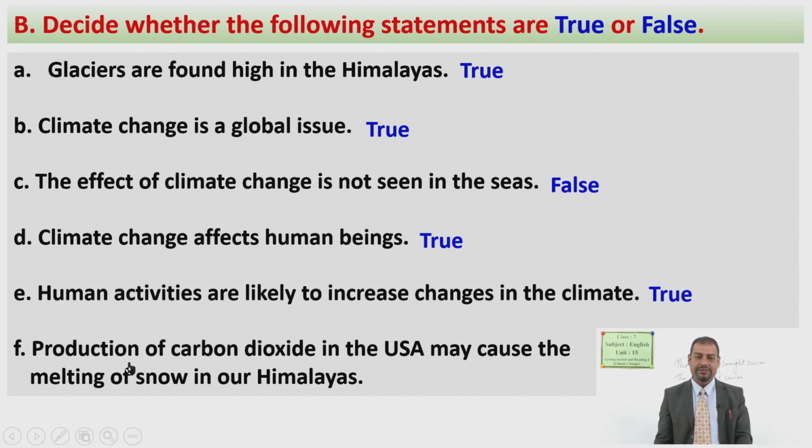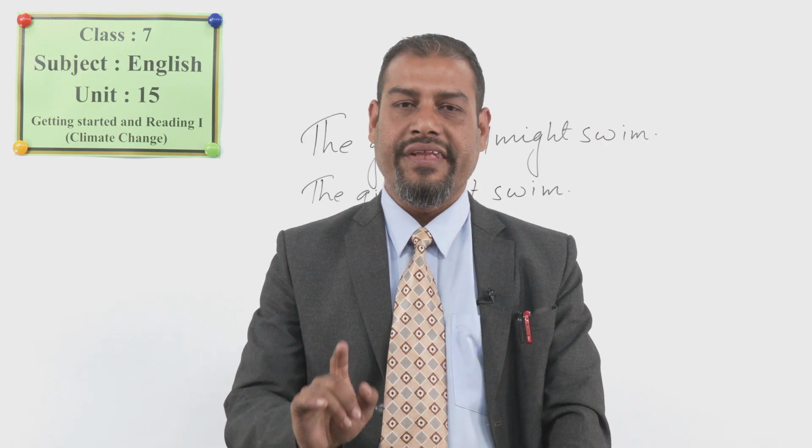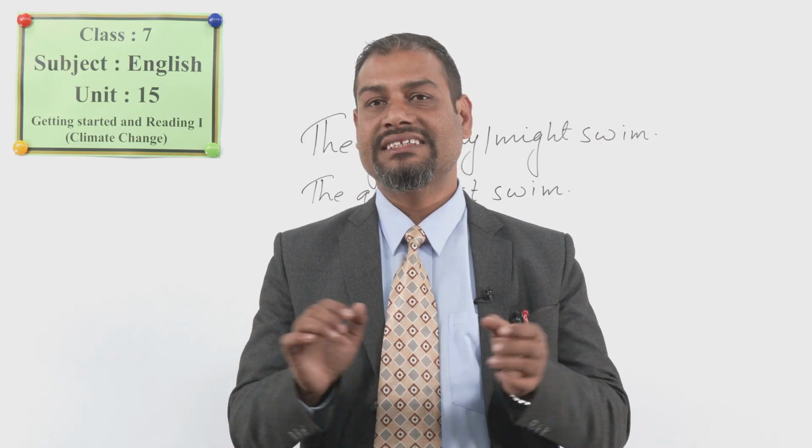And then next one, production of carbon dioxide in the USA may cause the melting of snow in our Himalayas. Is it true or false? I have given you example. So our activities can bring changes in the USA, and American people's activities can bring change in our country. So it is again true. Okay. So is it clear to you? Good.